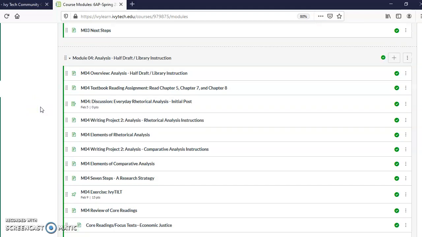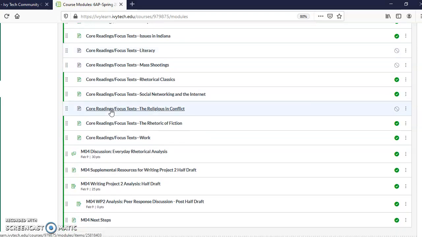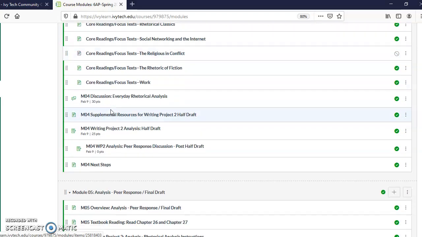So let's take a look at what we have to do for this week. There are 3 chapters to be read. There is a new discussion board on everyday rhetorical analysis. I think you're going to enjoy this one quite a bit. Instructions on the rhetorical analysis paper. We are not doing a comparative analysis. I think the comparative analysis might still be mentioned somewhere in the class. I haven't found it, but we are doing the rhetorical analysis. There is a quiz over IvyTilt. I'll look at that in just a second. The core readings, of course, you're still using the same core reading you used the first time, and you'll be turning in the half draft.